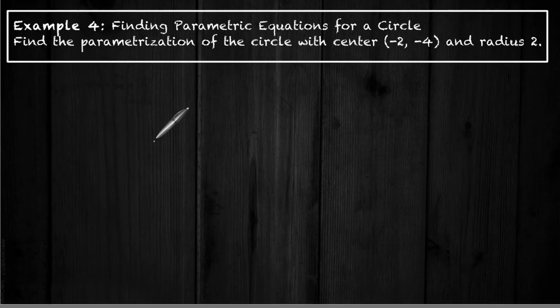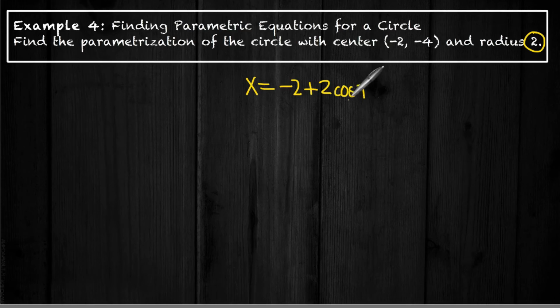Alright, drawing a circle in parametric mode is just as easy as a line. And so let's see if we can figure this out. We have a circle that we're trying to draw with a center of -2, -4, and a radius of 2. So once again, this is very simple. All you do is your x equation is going to be the x coordinate of your center, which is -2, plus the radius of the circle, which is this number, 2 cosine of t.